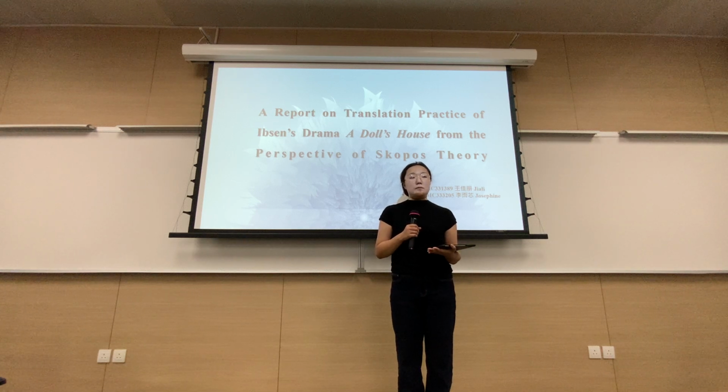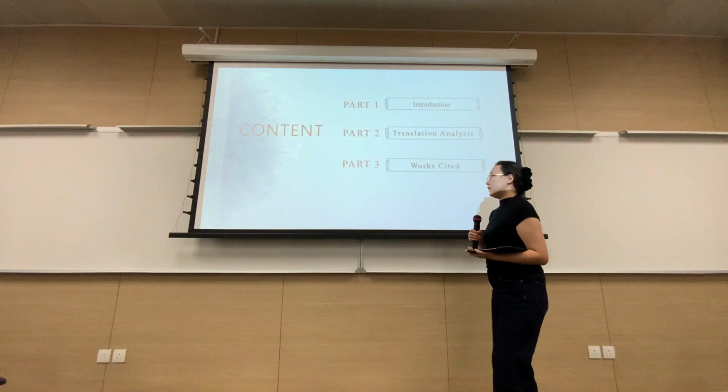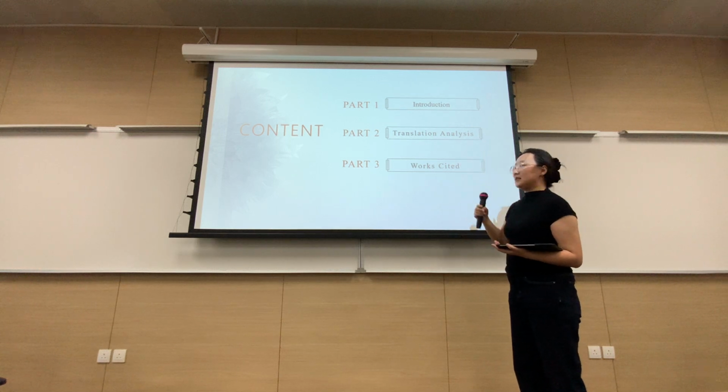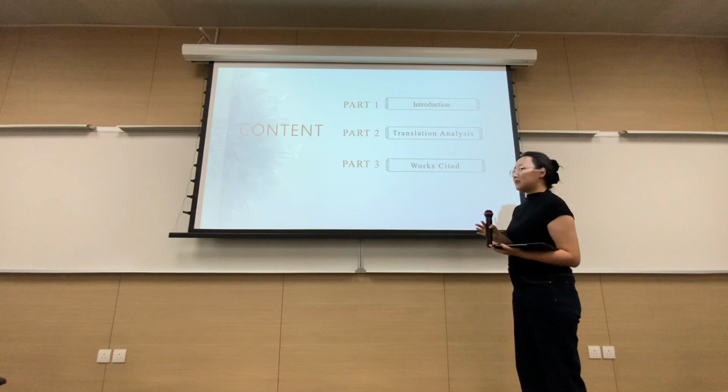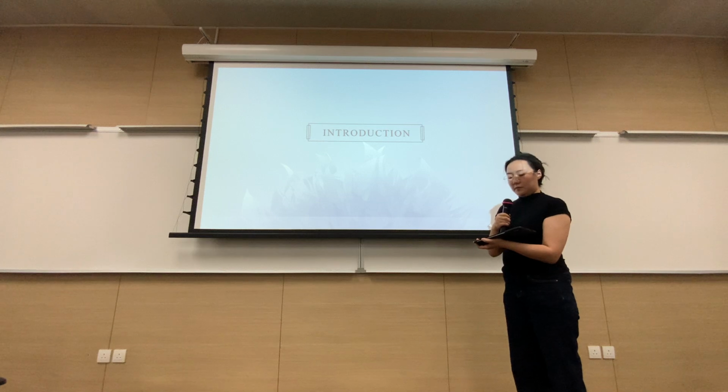Today, the topic of our presentation is a report on the translation practice of Ibsen's drama, A Doll's House, from the perspective of Skopos theory. So first, I will introduce our presentation. It contains three parts. The first is the introduction, then the translation analysis. The third part is works cited. So first, I will introduce Ibsen for you.